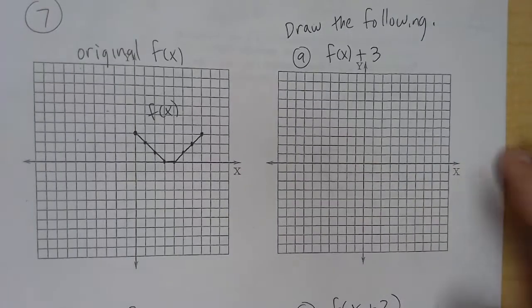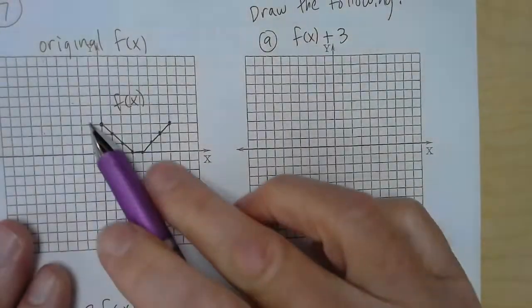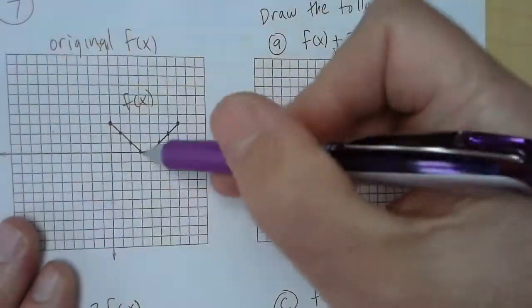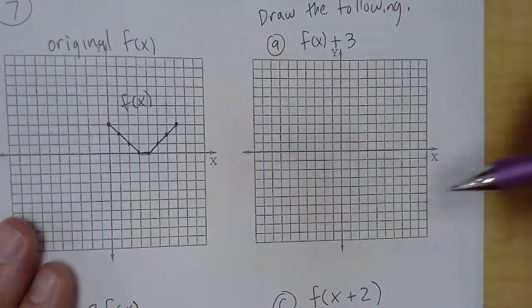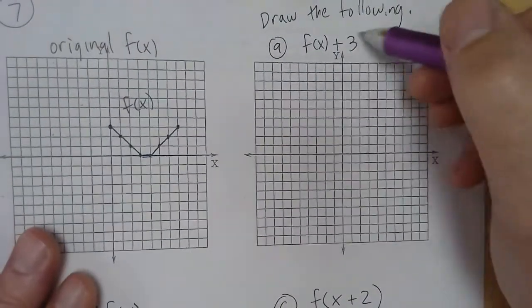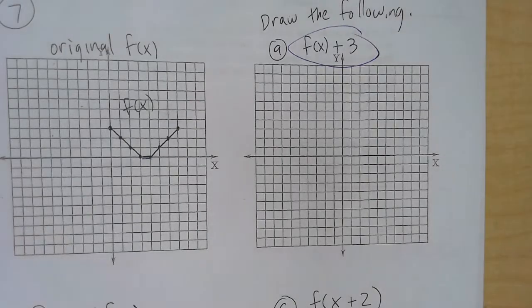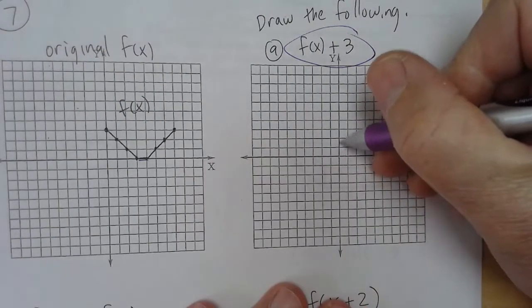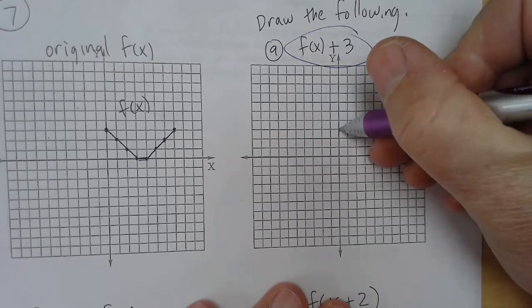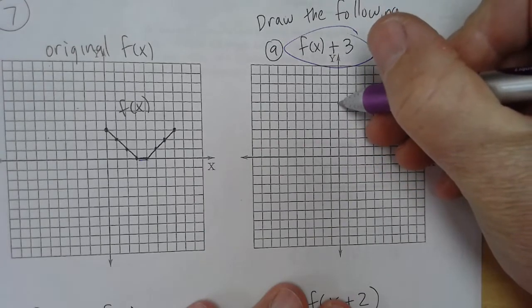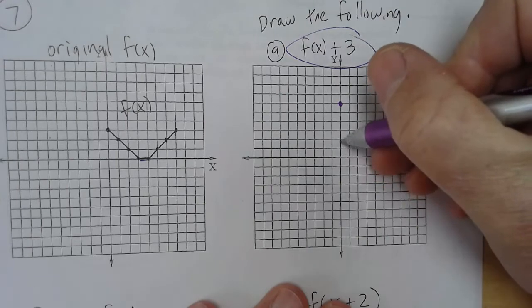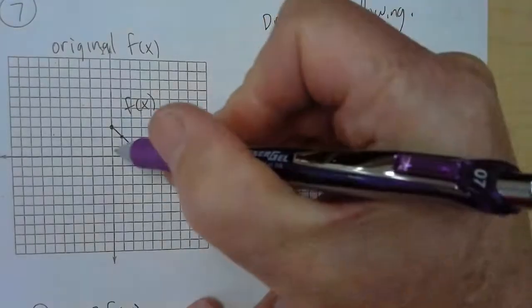All right, now we have to draw these out. So I gave you an original picture here. It's kind of like a V, but it's got the little nose cut off of it. And we're going to do the following things with it. So we interpret this function plus 3. That means we're going to make the whole function go up 3. So it's right here. So now it's going to go to 6. 1, 2, 3. So that should be 6. 1, 2, 3, 4, 5, 6. So there's 1, 2, 3.